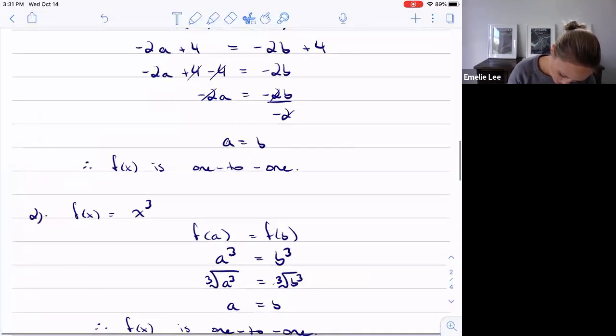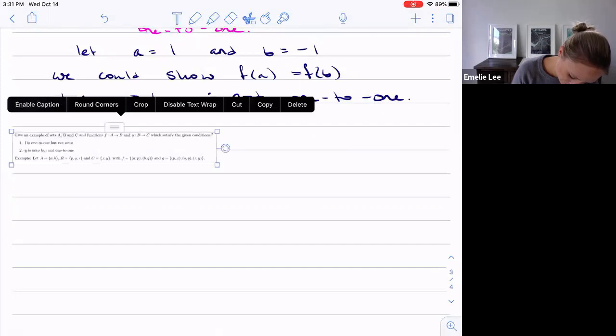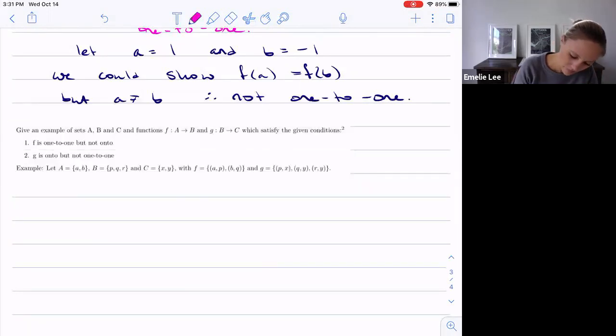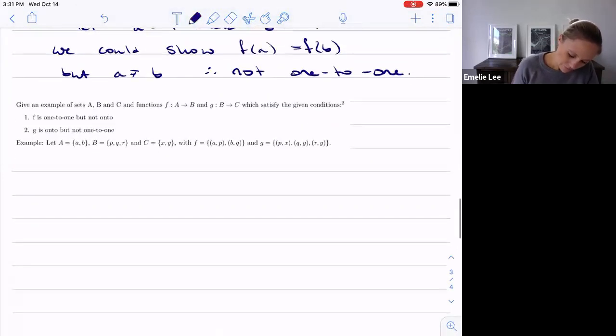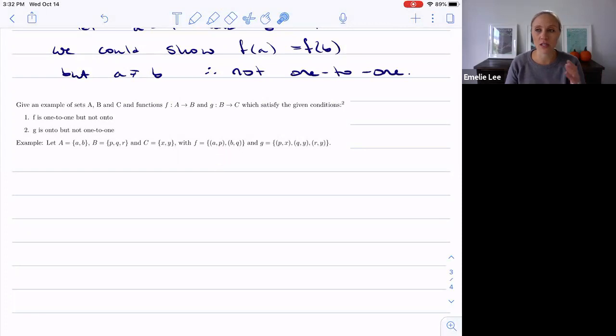Put these down below here. So the example that we have is if we let A be the set of just a, b, and B is the set of p, q, and r, and then C is the set of x, y, and then we've defined the function f as ordered pairs, which we can totally do. We've evolved and talked about functions as these big things, but this is the simplest version of defining functions, just as ordered pairs. This maps to this, this maps to this, this maps to this. And we've also defined g.